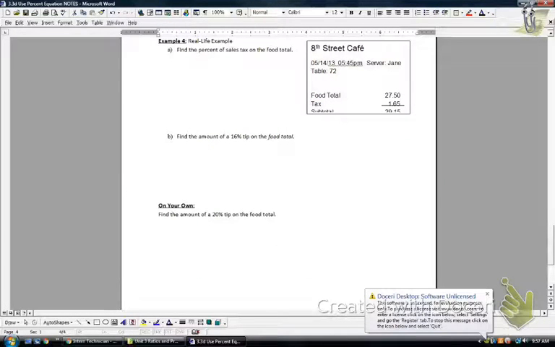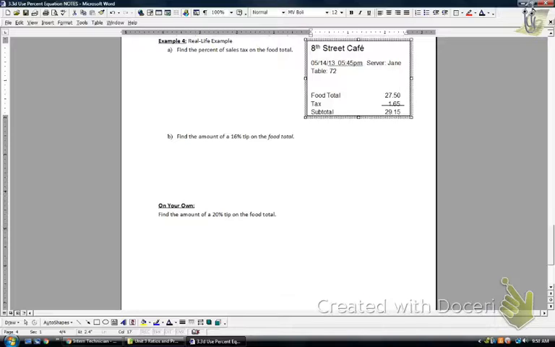All right, so example 4, we have a real life example. It says find the percent of sales tax on the food total. So here is our tab. So we've eaten at the 8th Street Cafe. Our server was Jane. We were at table 72. Our food total was $27.50, and then the tax was $1.65, and then our subtotal came to $29.15.